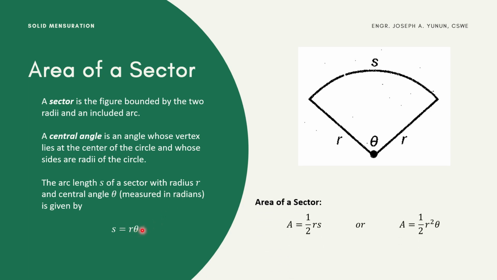Then we have the area of a sector. We have two formulas here. You have 1/2 times the radius and the arc length, so 1/2 R S. And then you also have 1/2 r squared theta. Theta is always measured in radians when you're computing for the area of the sector. So take note of those formulas.